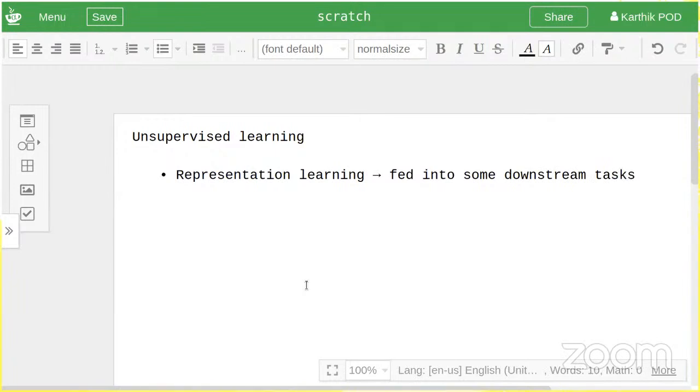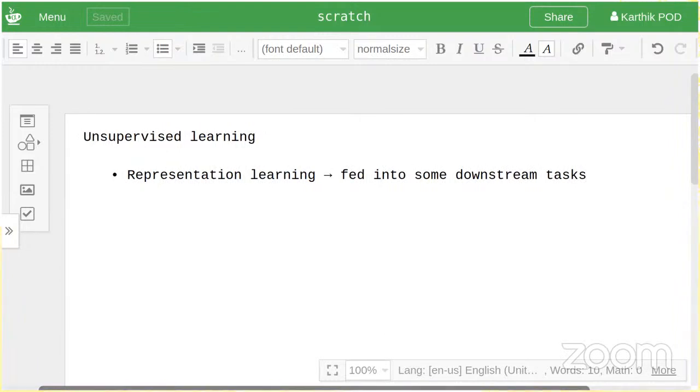So whatever representation I learn from my data set is going to be fed into some downstream tasks, for example, classification. So I have some images with me. The images are of size, let's say, 1000 cross 1000, with red, green, blue, 3 channels. So it's an RGB image. You can immediately see that this is huge. Even one image is going to occupy 3 million pixels. So this is a huge amount of data.